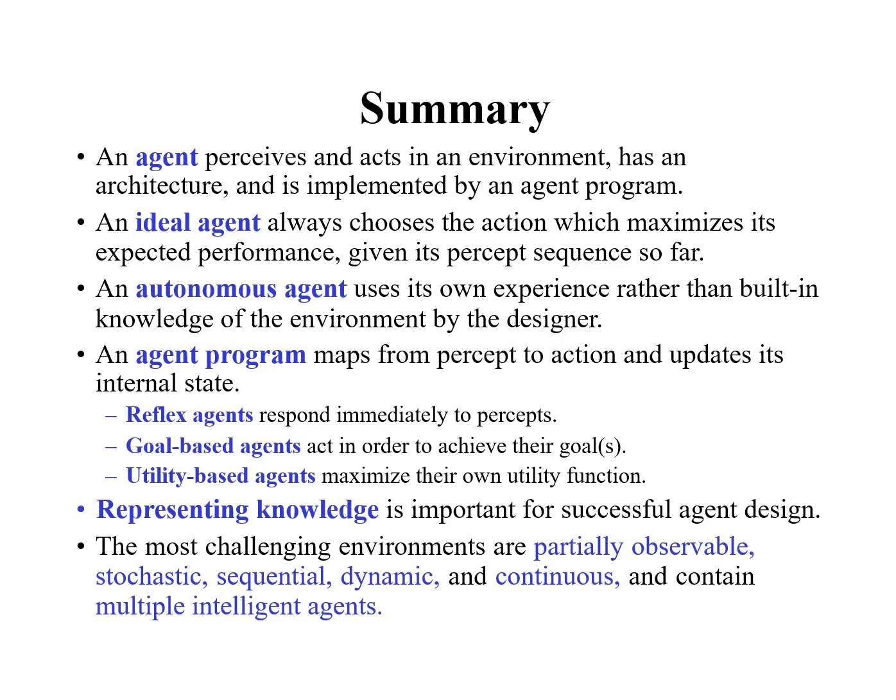So the summary of all sessions we covered: an agent perceives and acts in an environment, has an architecture, and is implemented by an agent program. Okay? An ideal agent always chooses the action which maximizes its expected performance given its perceived sequence so far. And an autonomous agent uses its own experience rather than built-in knowledge of the environment by the designer. An agent program maps from the percept to action and updates its internal state.